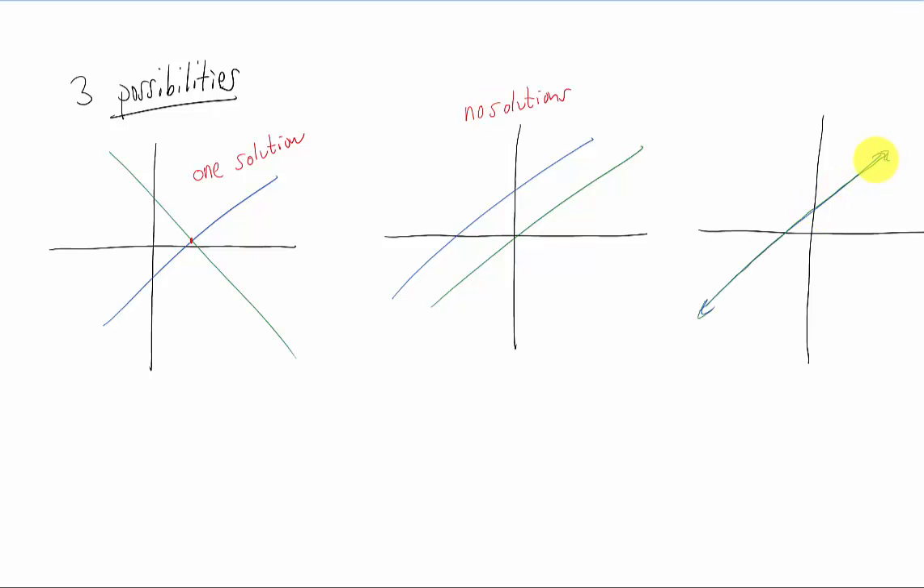The third possibility is that our two lines are exactly the same line and they completely overlap. That means that they would intersect at every single one of the points on this line. There are an infinite number of points on this line. We would get infinitely many solutions.